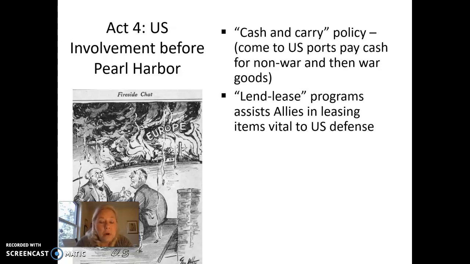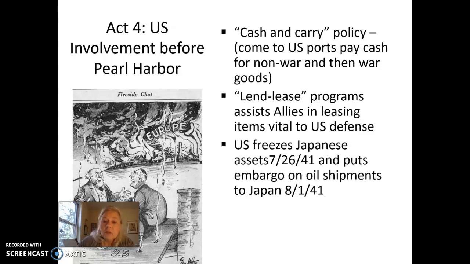The Lend-Lease program was another program that also helped to get around the Neutrality Act by assisting allies in leasing items vital, what the U.S. said was vital to U.S. defense, and that included leasing things like old warships and things like that to the allies. And then some pretty bold moves were made against Japan.